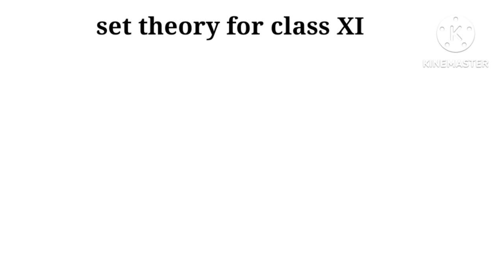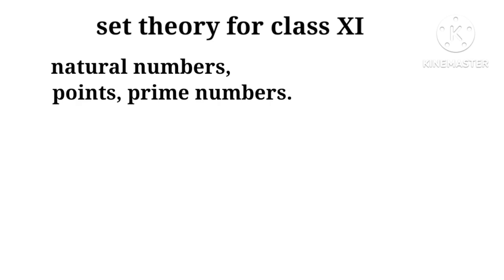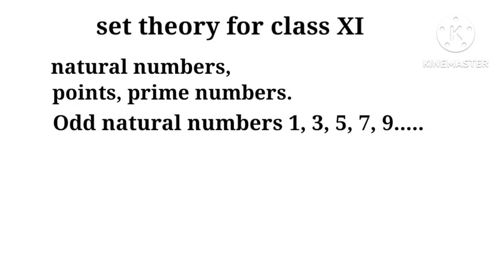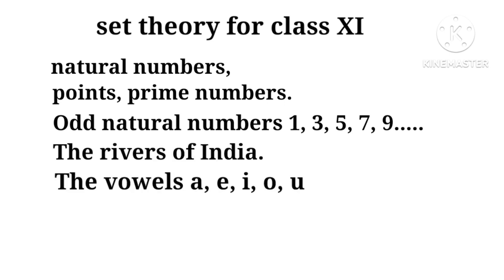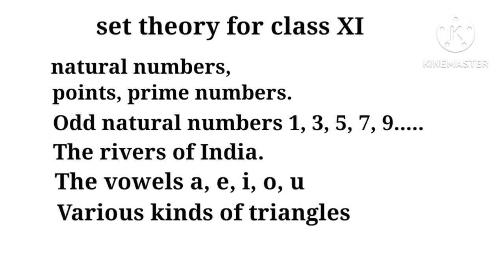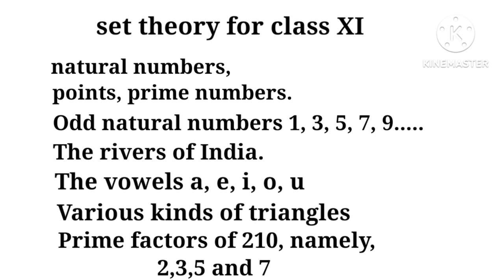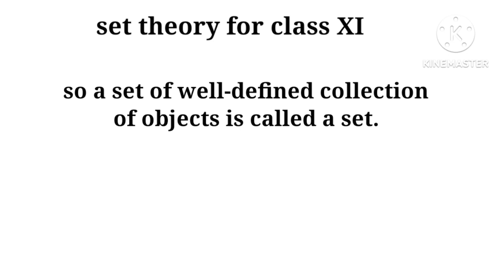In mathematics, we come across collections. For example, natural numbers, points, prime numbers, odd natural numbers 1, 3, 5, 7, 9. The rivers of India, the vowels A, E, I, O, U. Various kinds of triangles. Prime factors of 210, namely 2, 3, 5 and 7. So a well-defined collection of objects is called a set.